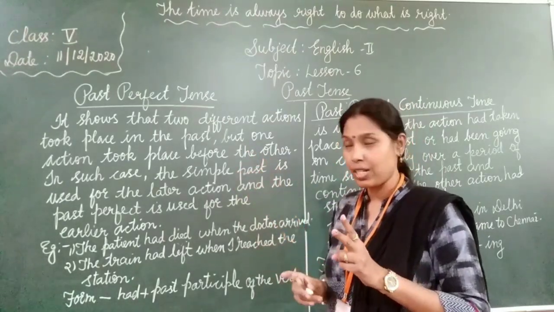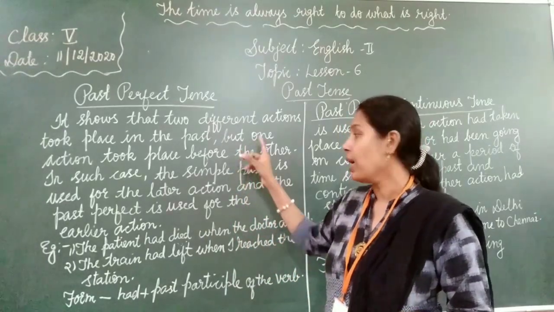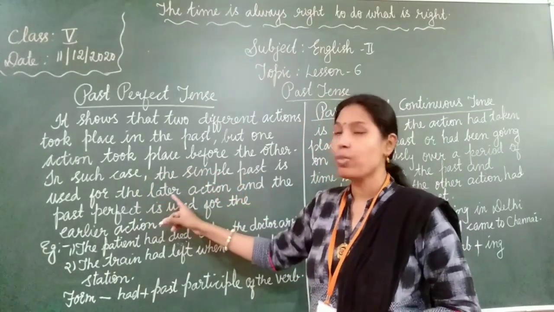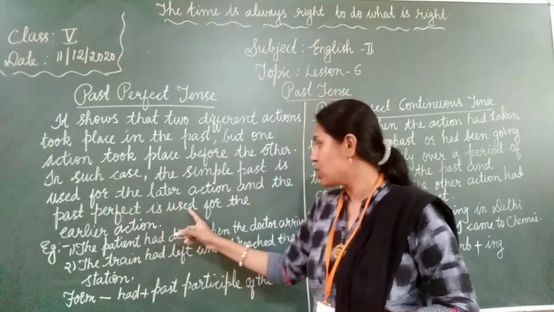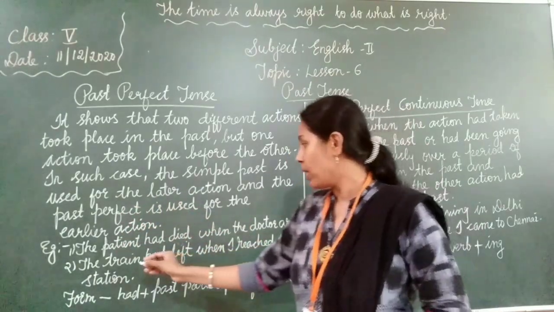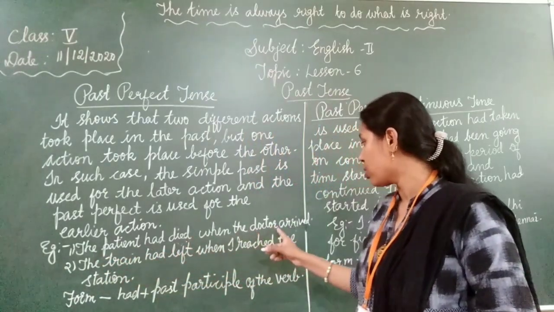Okay, two different actions taking place in the past. One action took place before the other. In such case, the simple past is used for the latter action and the past perfect is used for the earlier action. And see one example. The patient had died when the doctor arrived.